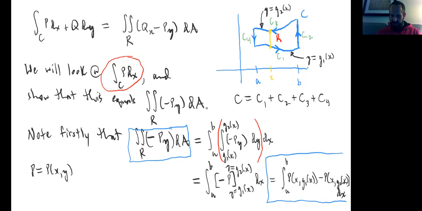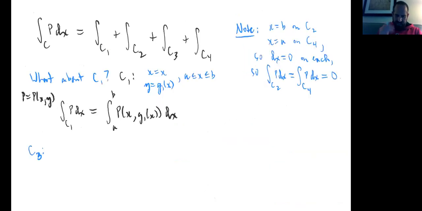How am I going to parametrize that? Well, I can just straight up let x be x. And to get up on that upper curve, y is always going to be equal to g2 of x, with x going from b to a. That's going to look kind of weird because a is actually smaller than b, but that's okay. We would just integrate from b to a.